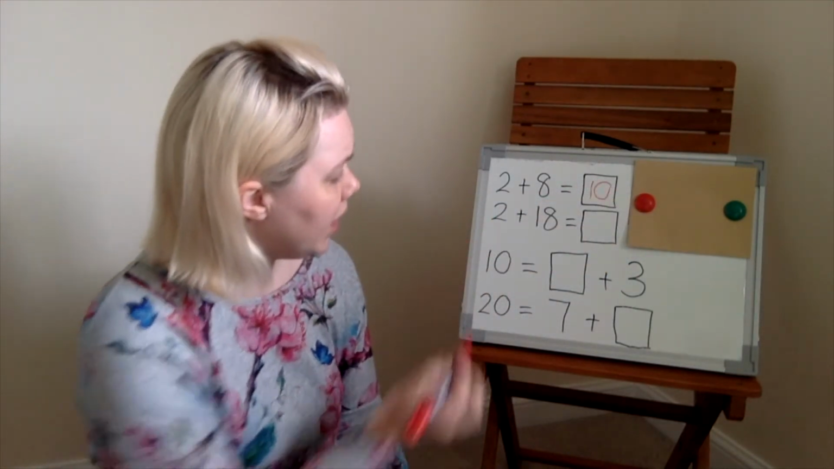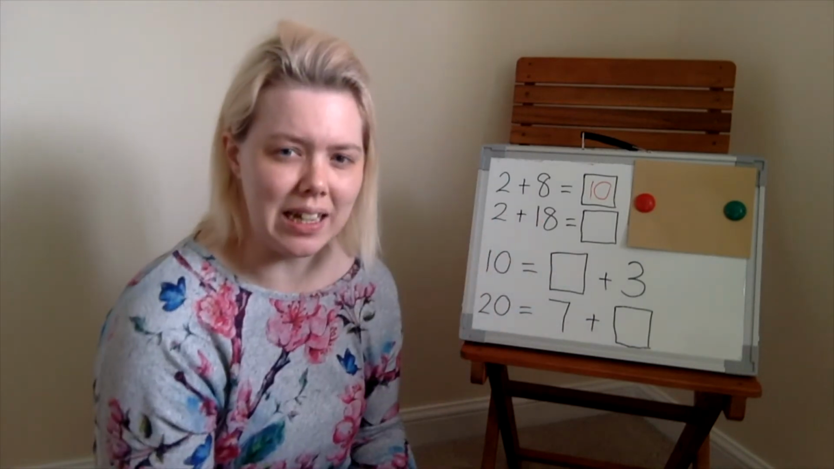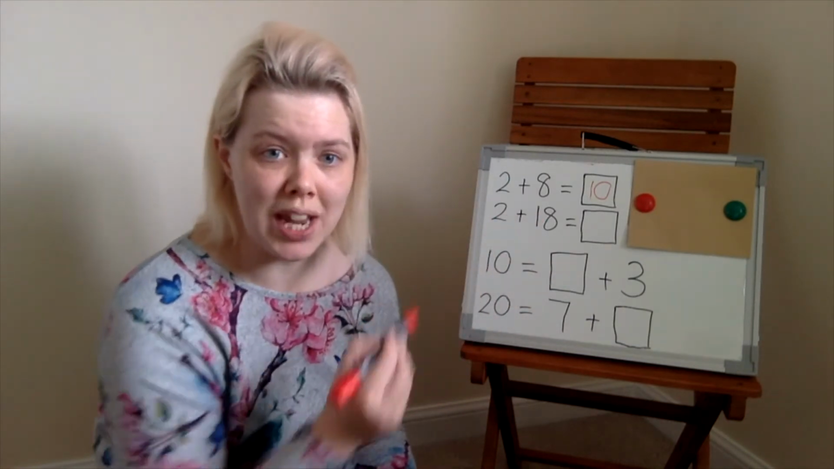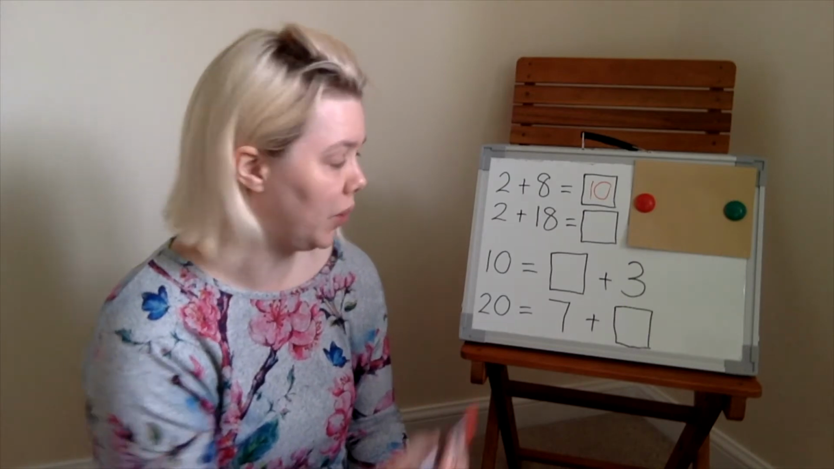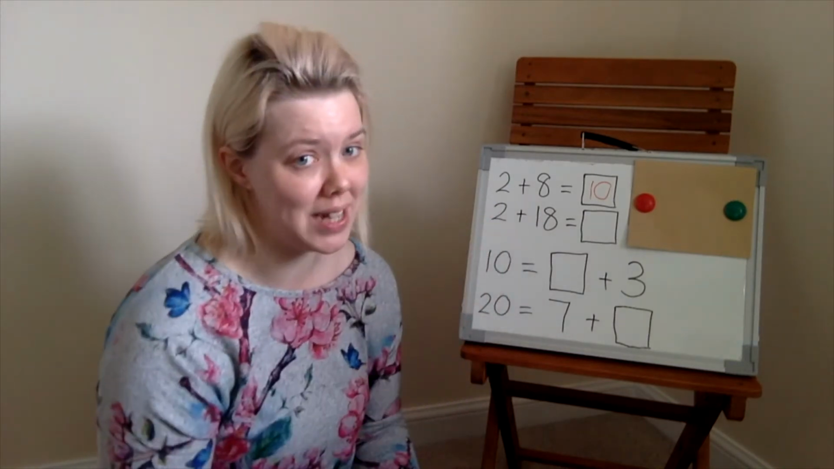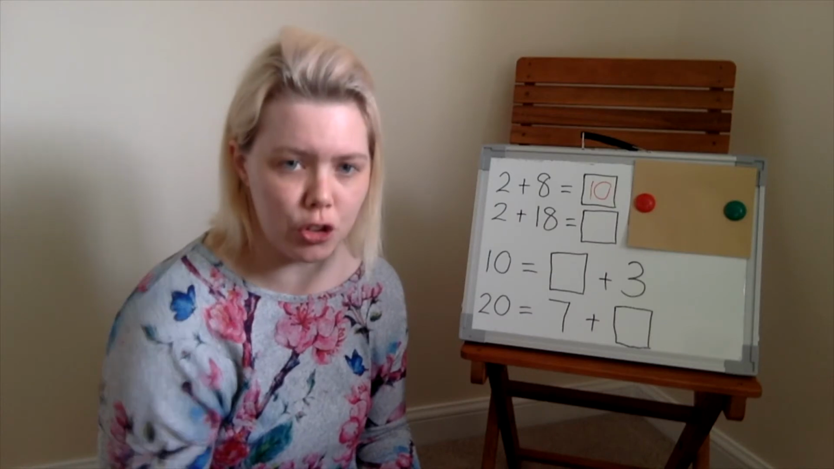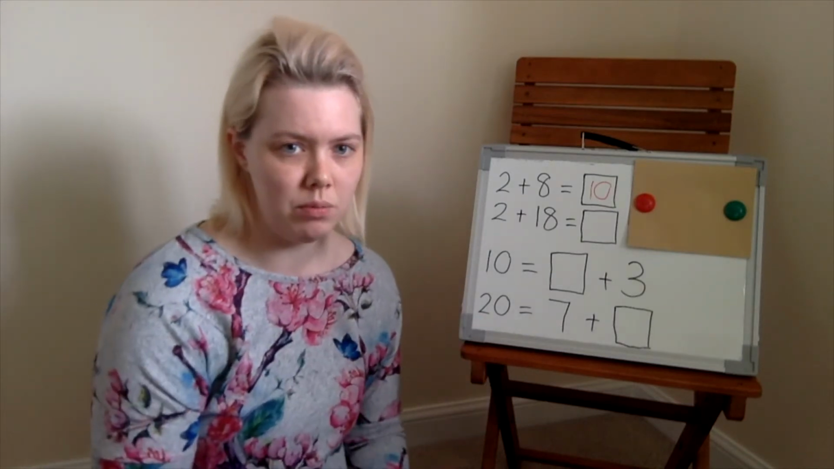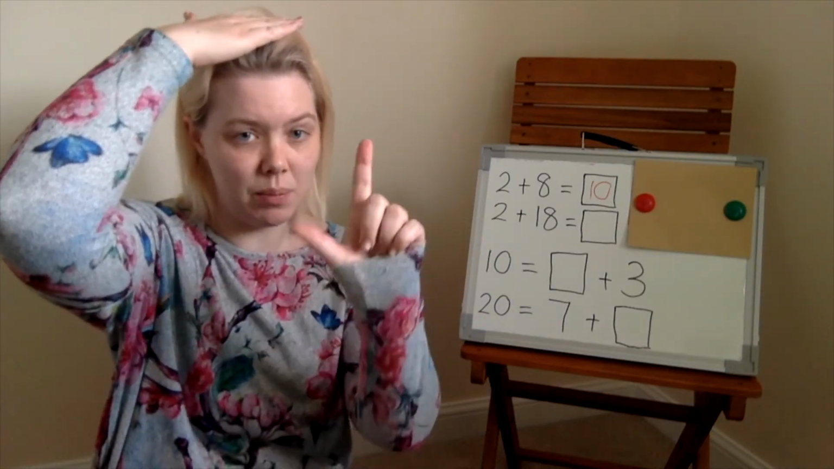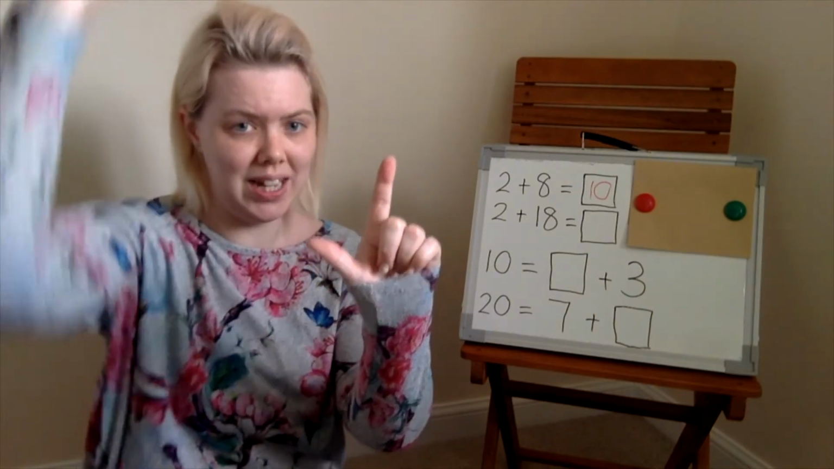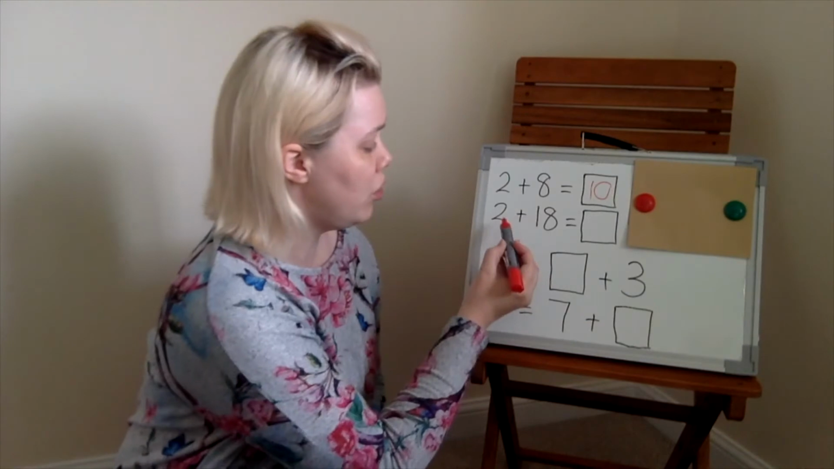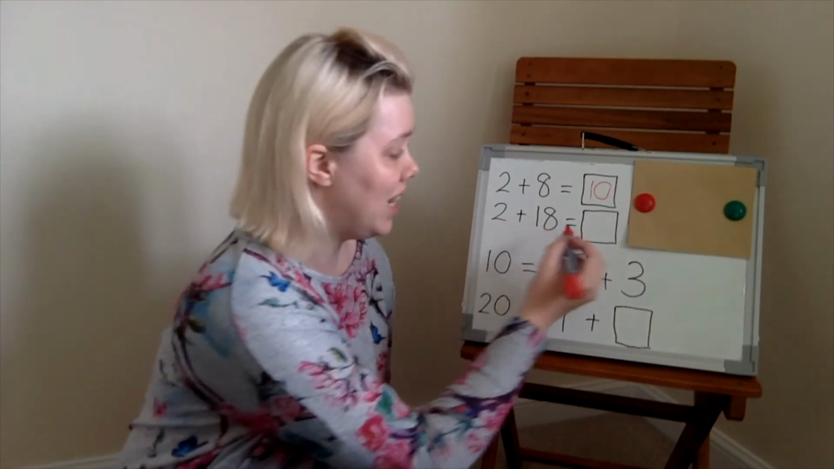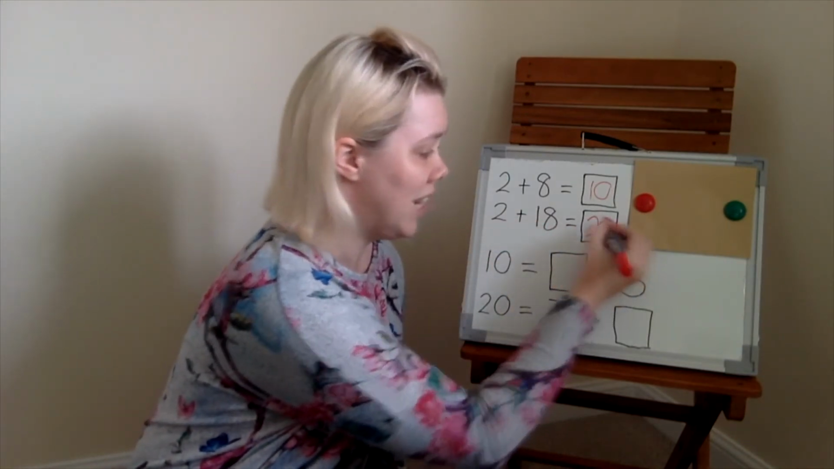Okay. Now then, 2 add 18. Again, I can do the same as I've just done at the top. If we remember our number bonds, hopefully you will know what 2 add 18 makes. But if you're not sure, work it out with me now. I've got 18 in my head and I'm going to add 2 more. So I've got 18, 19, 20. So this one, 2 add 18, makes 20.